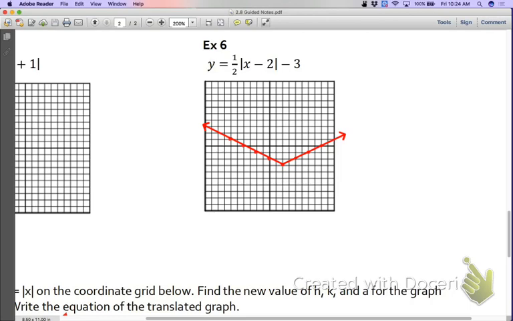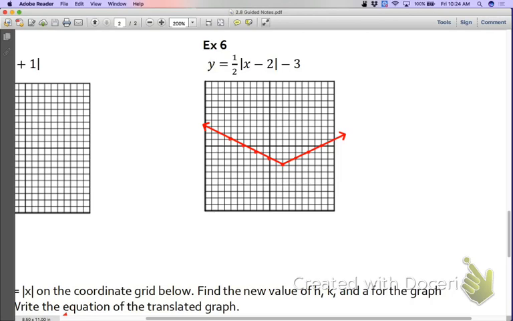So what did we do? We went right 2, down 3. So to get my vertex, my vertex is at 2, negative 3. And then from there, so if we want to know what the vertex is, what did we do? We went with our slope, which was 1 over 2, so we went up 1 over 2. We did the same thing. We went up 1 over 2 to the right, and then up 1 and left 2 in that direction.